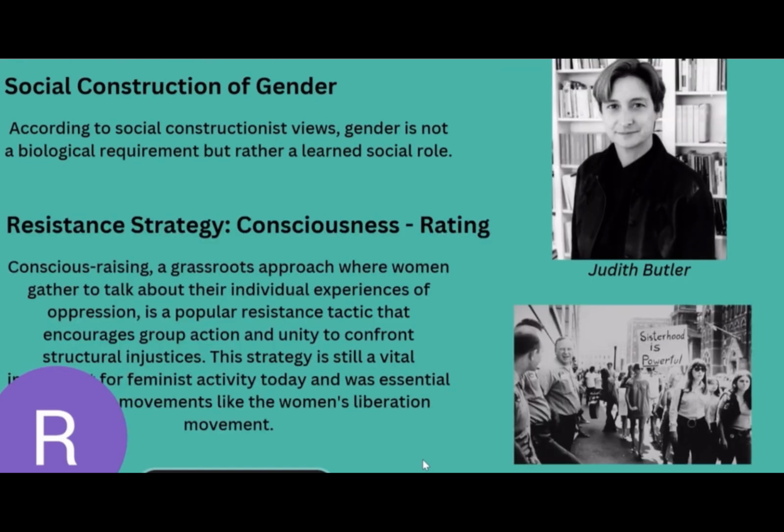The next topic is the social construction of gender. Judith Butler is an example of a feminist with social constructionist views, and they believe that gender is not a biological requirement, but rather a learned social role.